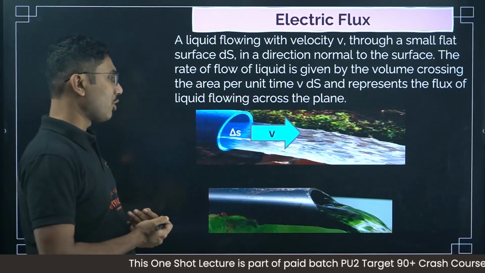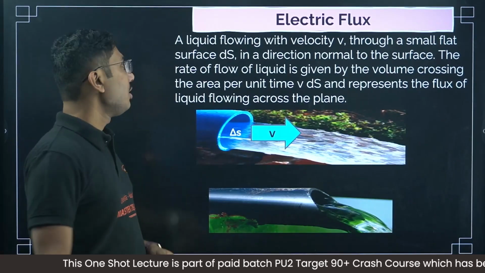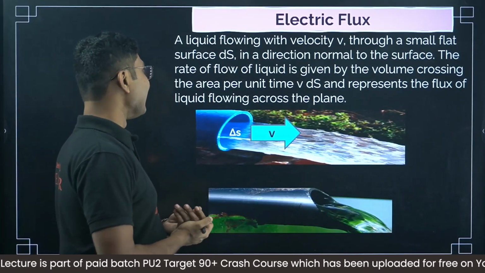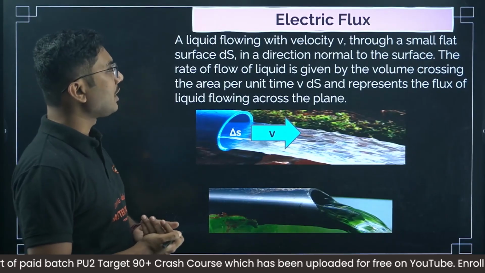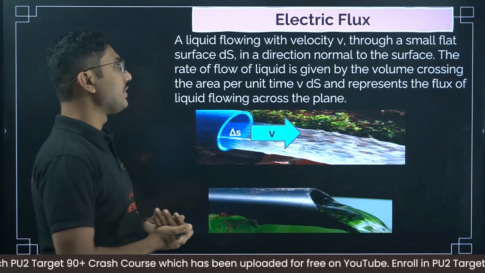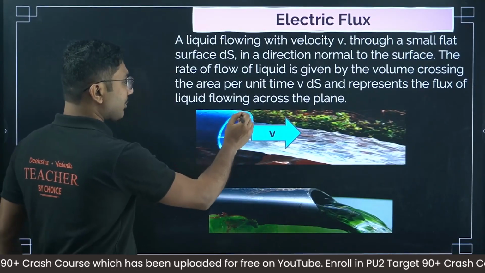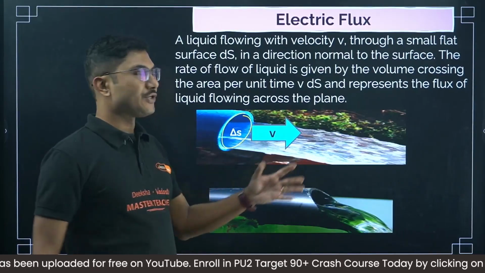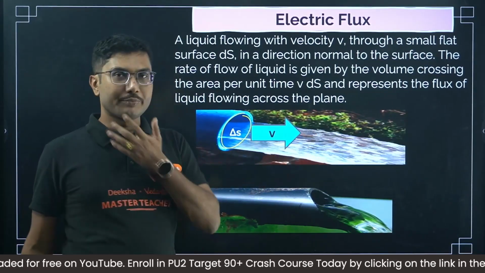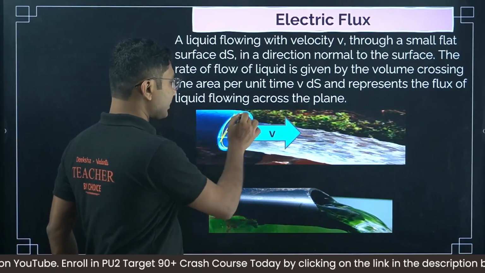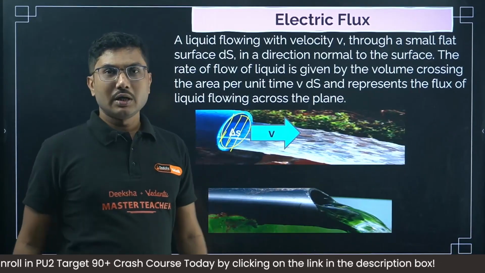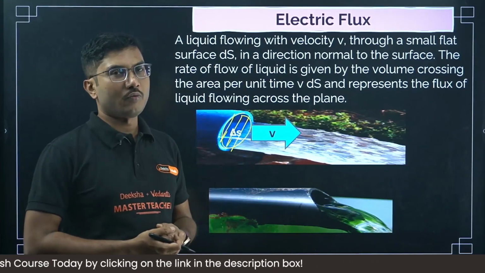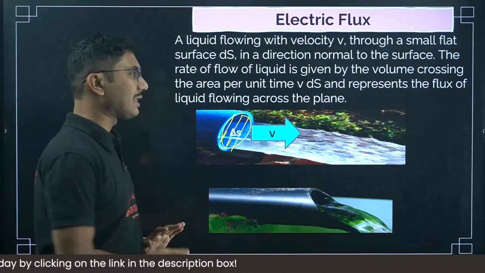Now electric flux. Now we are going into the last topic, electric flux and then Gauss's law. A liquid flowing with a velocity v through a small flat surface, say dS or delta S, in a direction normal to the surface: the rate of flow of the liquid is given by the volume crossing the area. So suppose we have a pipe, and through the pipe some water is coming out. I want to measure the volume of water coming out of this pipe. How to do that? We have to find the cross-sectional area and the velocity of the water. If you multiply these two terms, you will get the total volume of water coming out of this pipe. Basic mathematics, right?